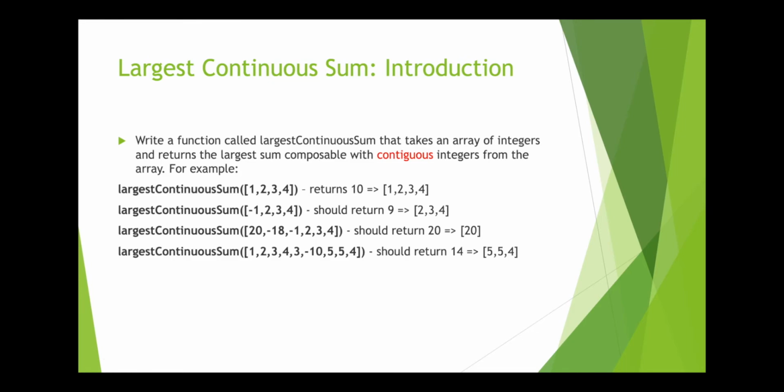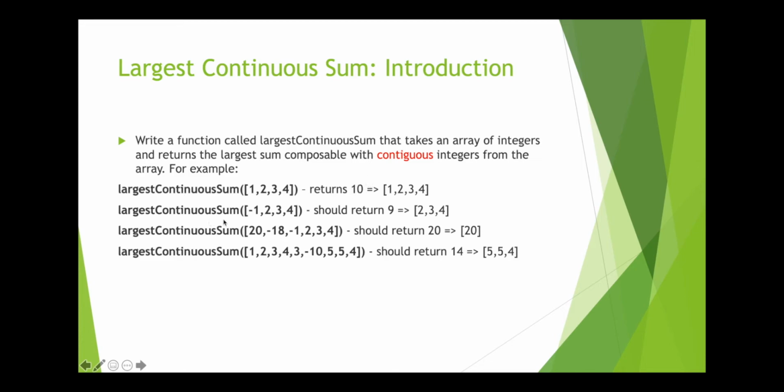Okay, so let's talk about largest continuous sum, which is the problem I want you guys to do. I want you to write a function called largest continuous sum that basically will take an array of integers and it returns the largest sum composable with contiguous integers from the array. For example, if I gave you the array 1, 2, 3, 4, right, the largest contiguous sum would basically be a window of 1 plus 2 plus 3 and 4, right? So 1 plus 2 plus 3 and 4 will be 10.